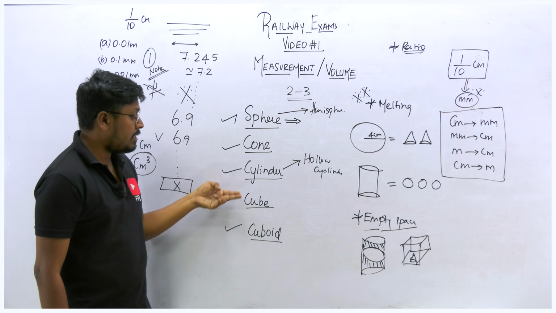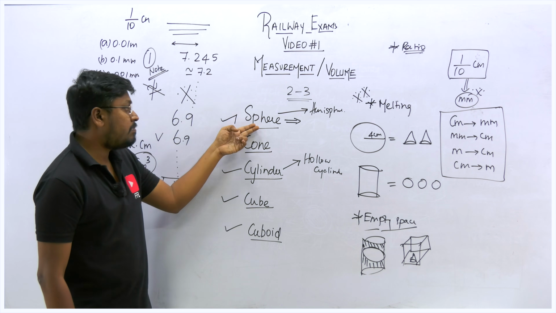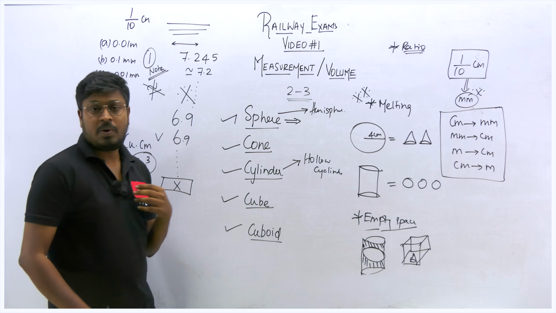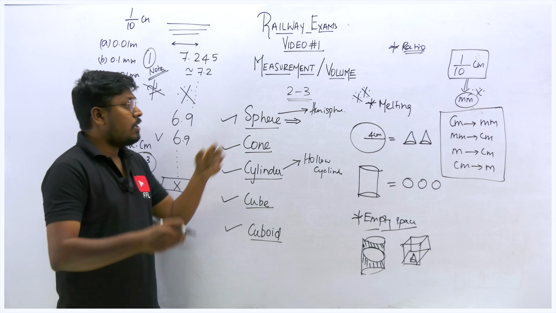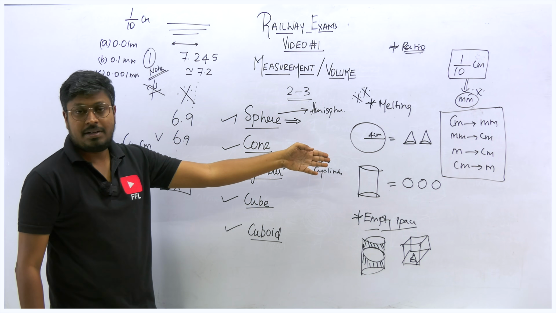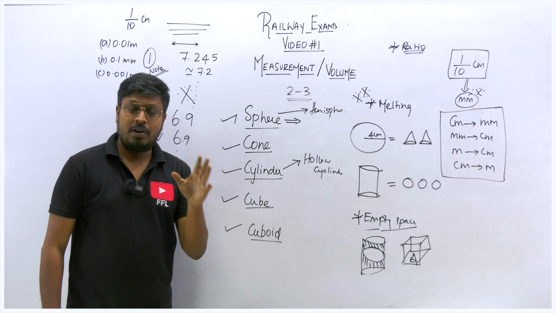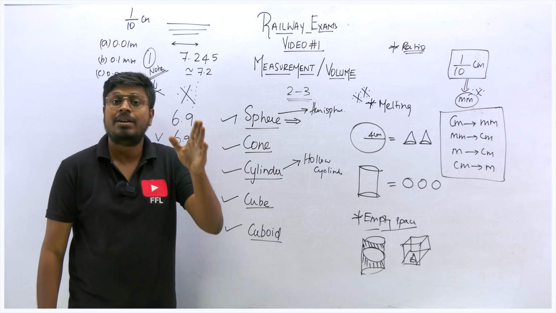Sphere, cone, cylinder, cube and cuboid. And inside sphere we have hemisphere. Inside cylinder we have hollow cylinder. There are other concepts too, but first, learn the formula sheet. I have given it initially, I have told you. Inside the formula sheet, I have given all the formulas as well as the model questions.